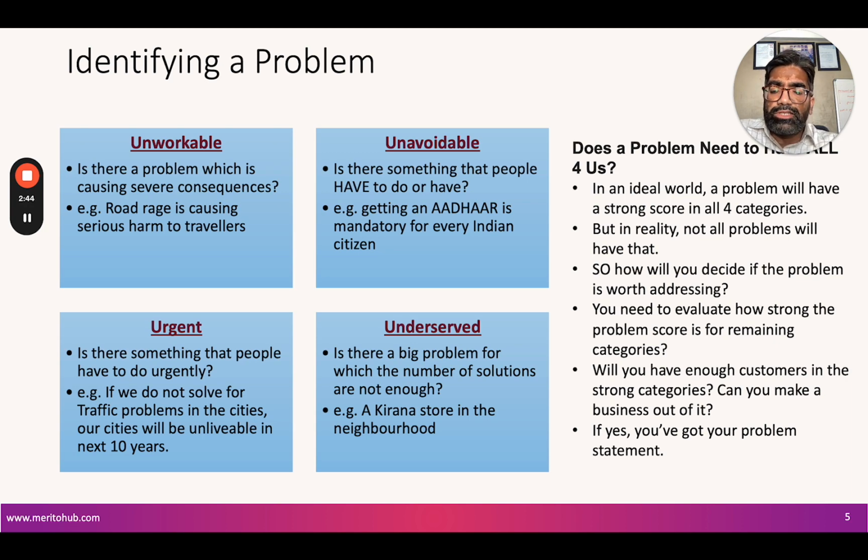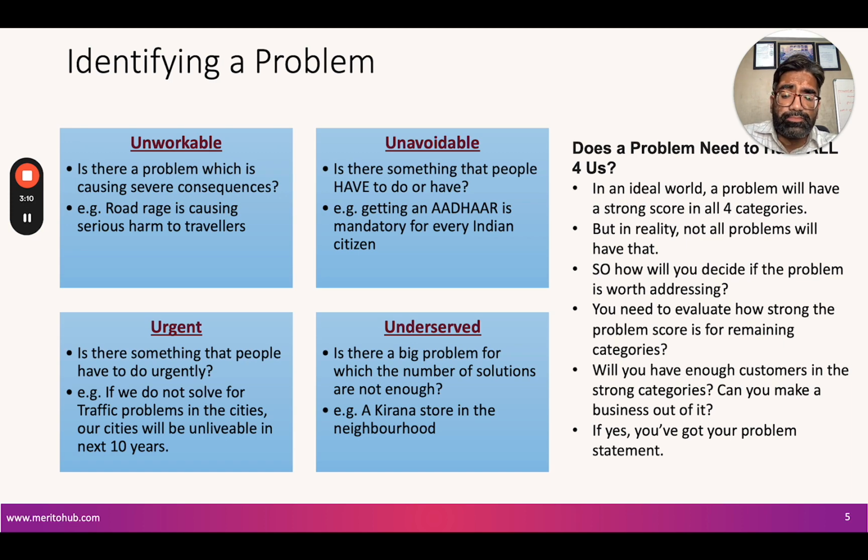There are problems which are unavoidable. That is, something that people have to do or have, and a good example would be getting an Aadhaar, which is mandatory for every Indian citizen, so you cannot avoid it. The problem has to be urgent. That is, something that people have to do urgently. If you do not solve the traffic problem in the cities, eventually our cities will be unlivable in the next 10 years. That will create urgency.